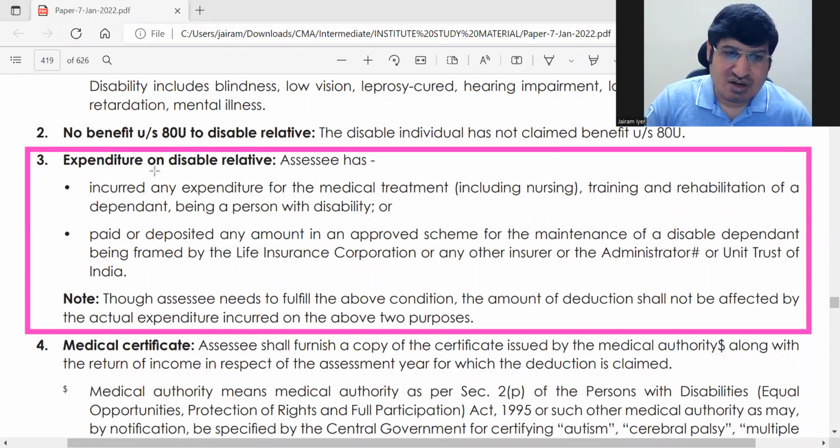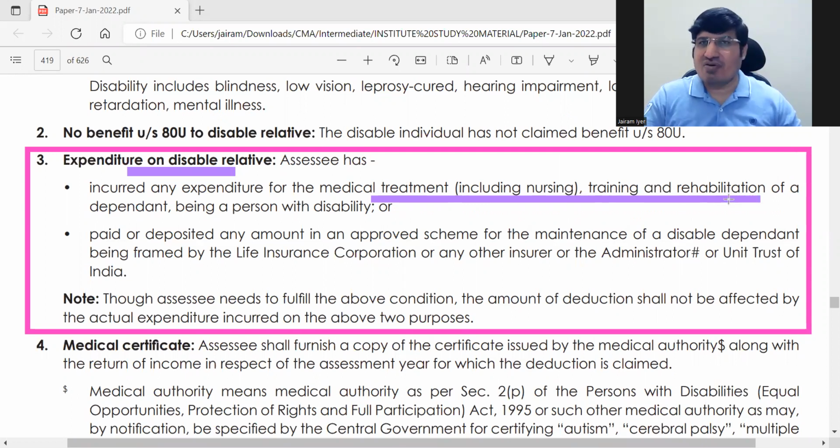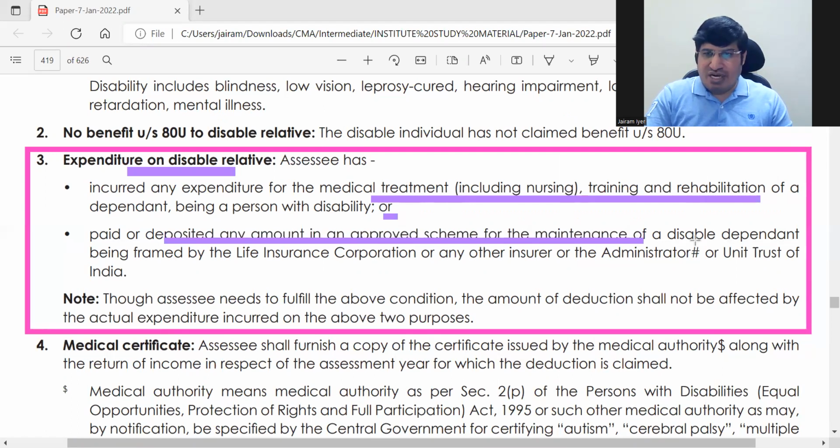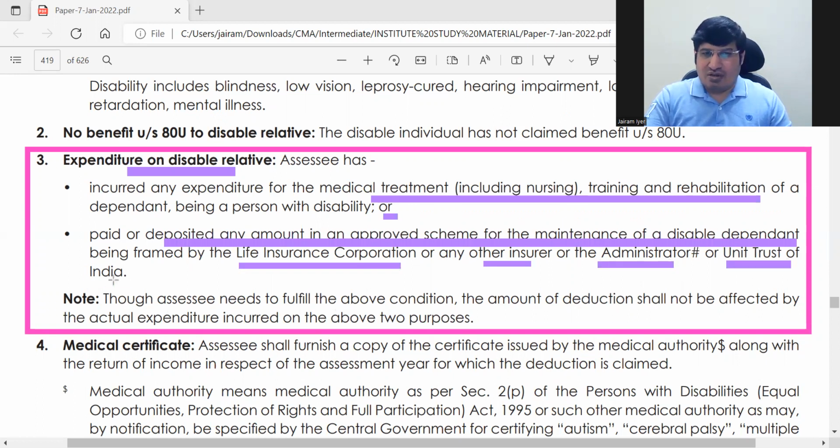Expenditure on disabled relative: medical treatment including nursing, training and rehabilitation. So you have incurred expenditure for medical treatment including nursing, training and rehabilitation, or you have paid or deposited any amount in an approved scheme for maintenance of a disabled dependent framed by LIC or any other insurer, or the administrator, or the Unit Trust of India.